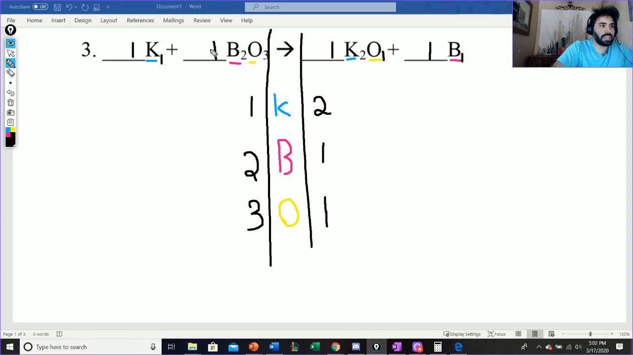So as you can see, anytime something's not filled in, like a subscript or the coefficient, you can just write 1 there. Assume it's a 1 to start with. And then we can start changing these coefficients, not the subscripts. We can change the coefficients to start balancing the equation out.